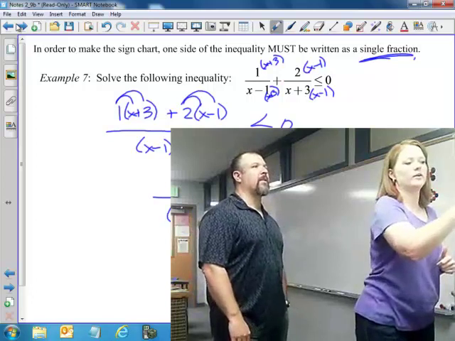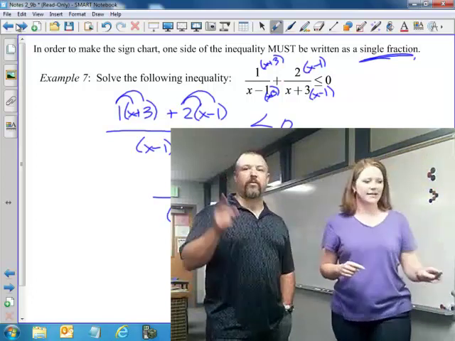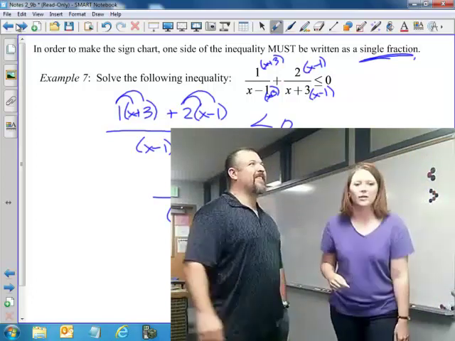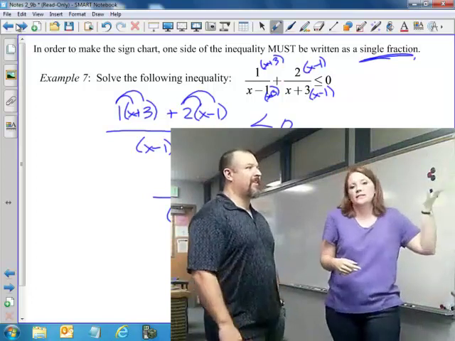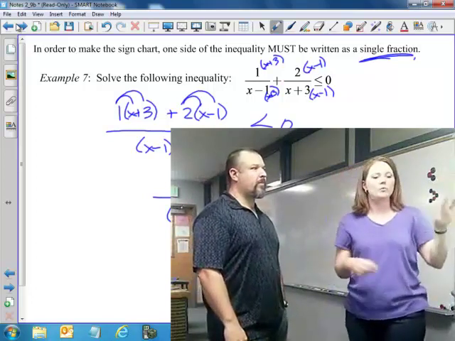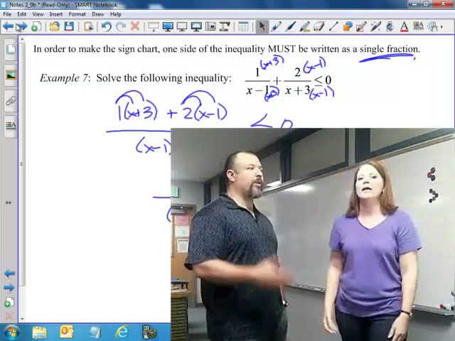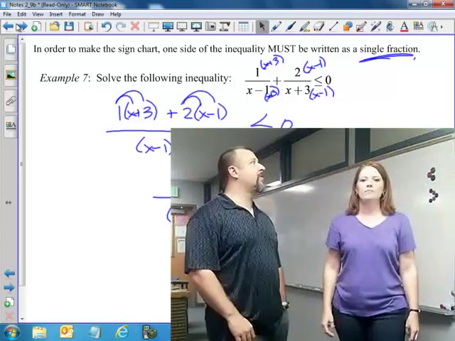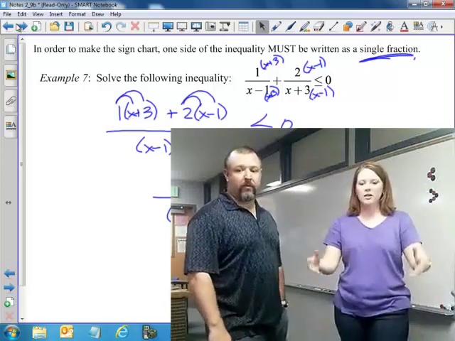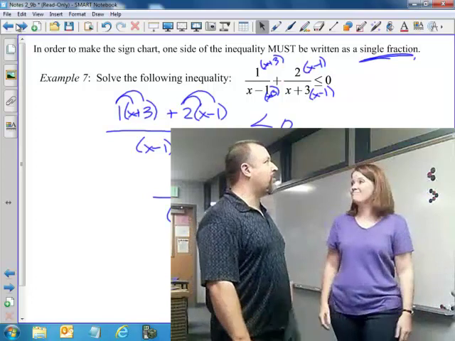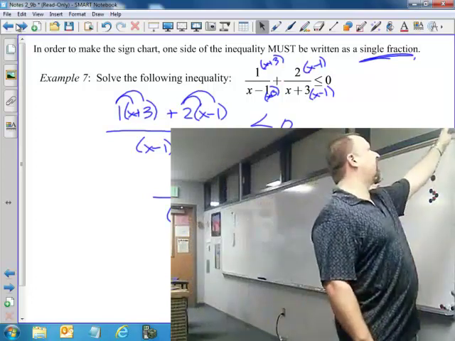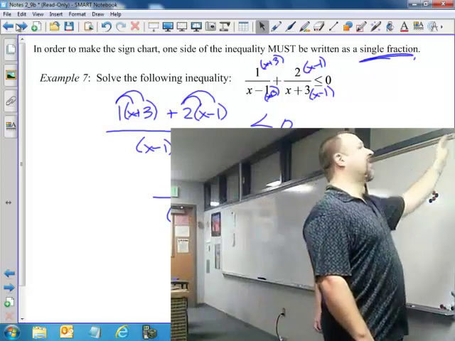I've seen this problem rather recently. It looks a little vaguely familiar. It kind of looks like the one we just did, which is kind of on purpose. The only thing that's new in this example is that we have to get it into one fraction first. Once you get into one fraction, go back a screen or two. Make your sign chart, write your inequalities. And that's it.